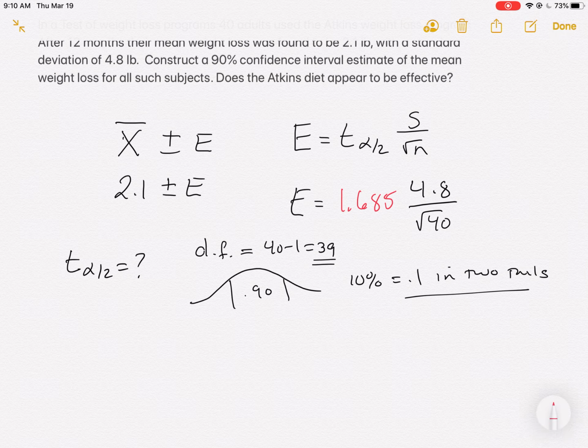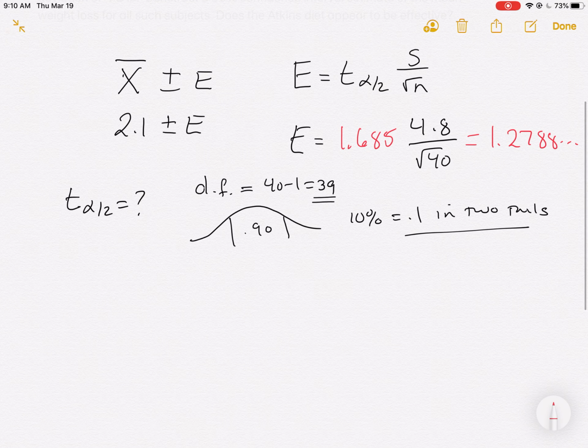And so here we are, all we have to do is calculate that error. So I'll do that off to the side. We got 1.685 multiplied by 4.8 divided by the square root of 40. You should be able to just type it in as you see it. And we're coming up with an error of 1.278. And then it just keeps going. So we're almost done.